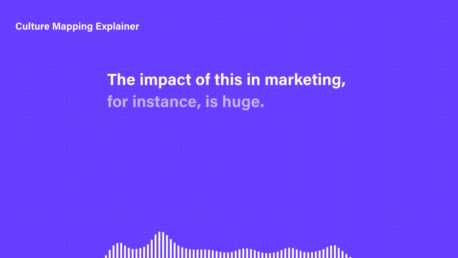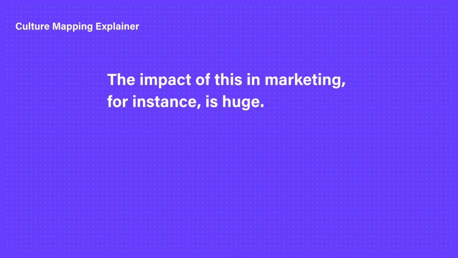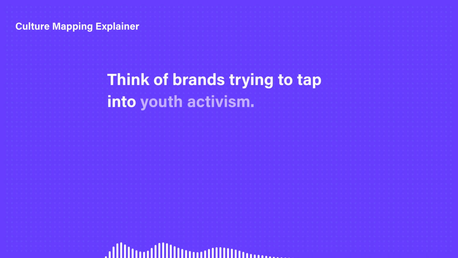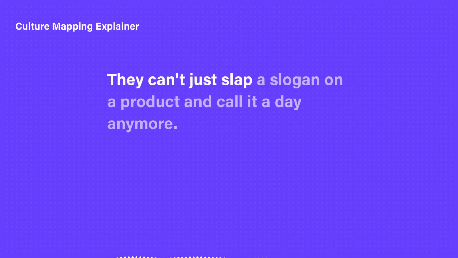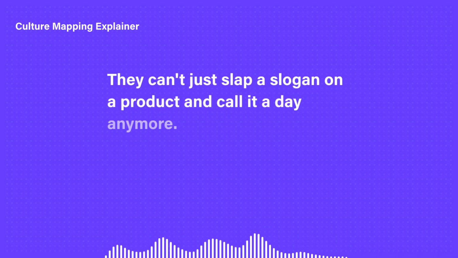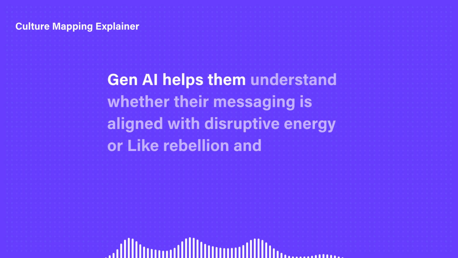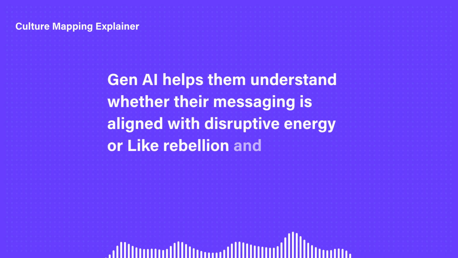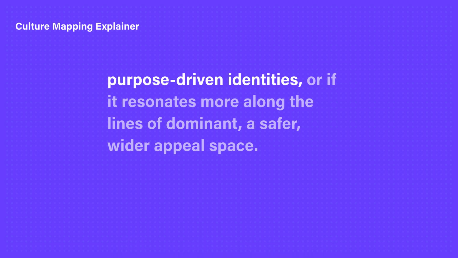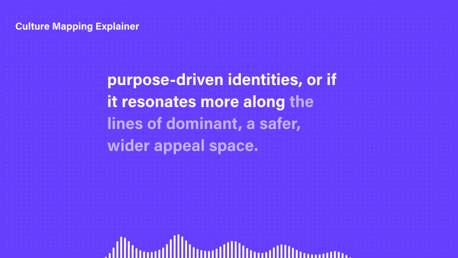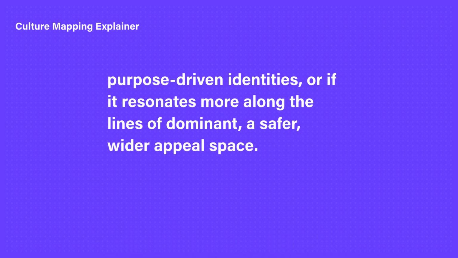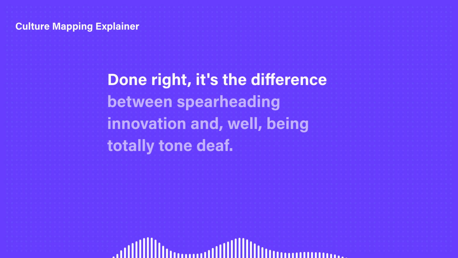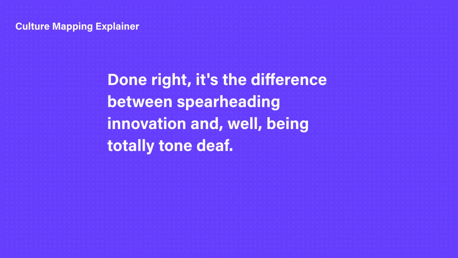The impact of this in marketing, for instance, is huge. Think of brands trying to tap into youth activism. They can't just slap a slogan on a product and call it a day anymore. Gen AI helps them understand whether their messaging is aligned with disruptive energy, like rebellion and purpose-driven identities, or if it resonates more along the lines of dominant, a safer, wider appeal space. Done right, it's the difference between spearheading innovation and, well, being totally tone deaf.